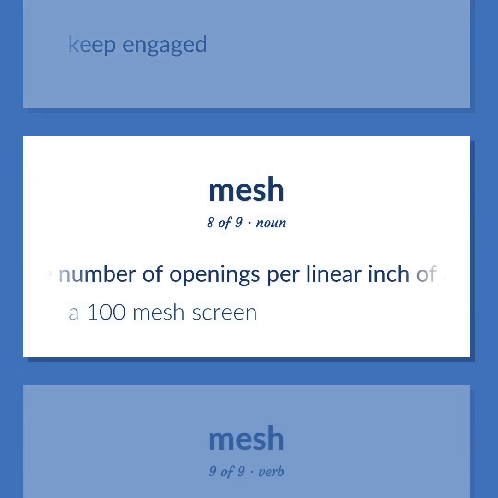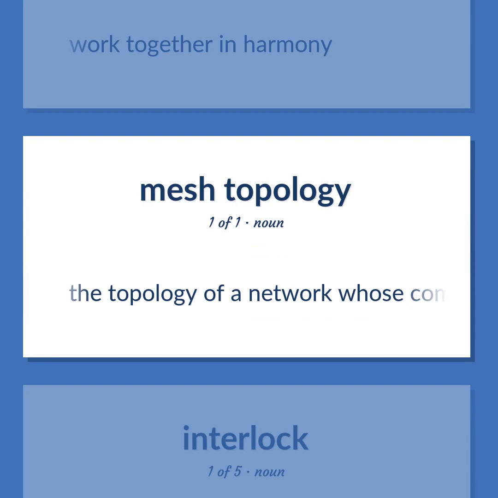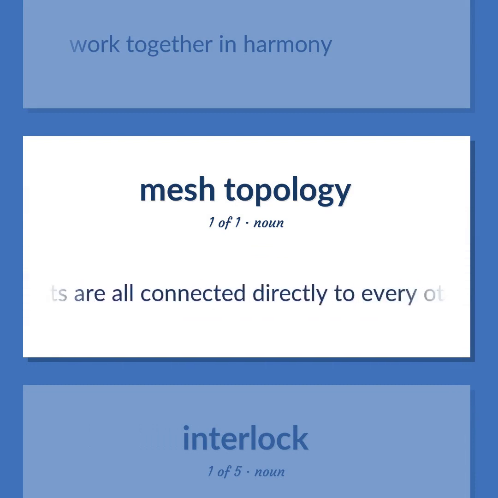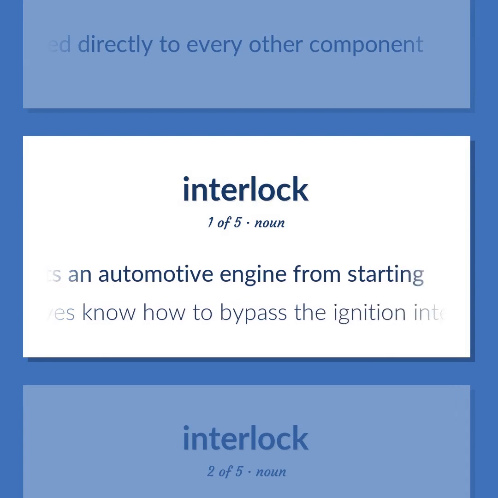The number of openings per linear inch of a screen. Measure size of particles. A 100 mesh screen. Work together in harmony. The topology of a network whose components are all connected directly to every other component. A device that prevents an automotive engine from starting. The Ives know how to bypass the ignition interlock.